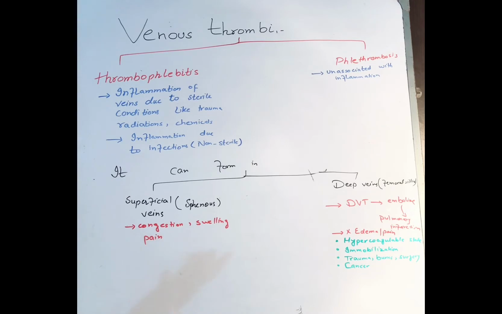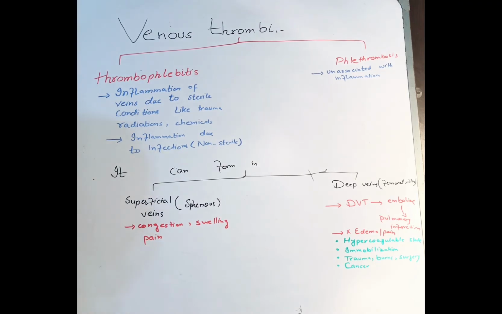So whenever there is inflammation, there can be some reasons. There can be sterile reasons as well as non-sterile reasons. Sterile reasons can be such as trauma, radiations, chemicals, anything to our vein vessel wall that will lead to inflammation, and then inflammation will rupture our endothelium, and that will lead to the venous thrombosis. And the inflammation can also be due to some non-sterile condition, like exposure to some infections that are injuring our endothelium. So there is inflammation, and that will lead to the venous thrombi. While flat thrombosis is unassociated with inflammation.